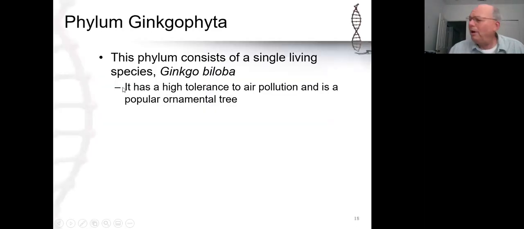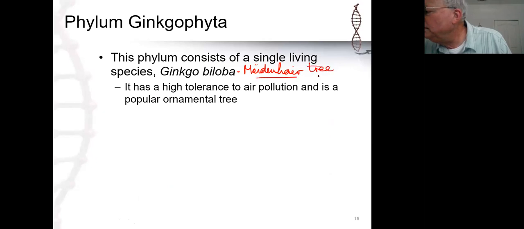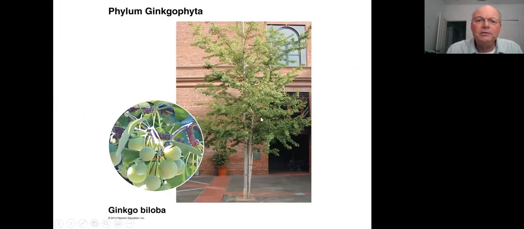Phylum Ginkgophyta, Ginkgo biloba is the only extant species, otherwise known as the maidenhair tree. So maybe I'll put that in here. Maidenhair tree. So that's the common name for Ginkgo biloba. And as I said, you can see this in downtown Orlando. This is a picture of a maidenhair tree growing in an urban landscape. I'm not sure where this is taken from, but it's probably somewhere up in the northeast, I would expect.